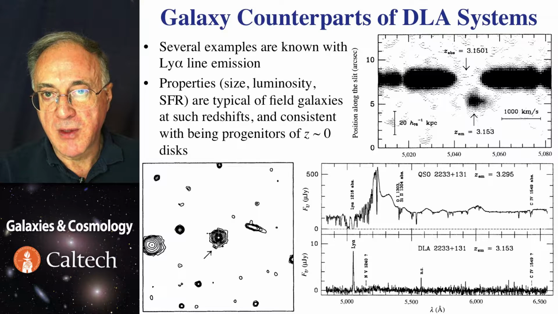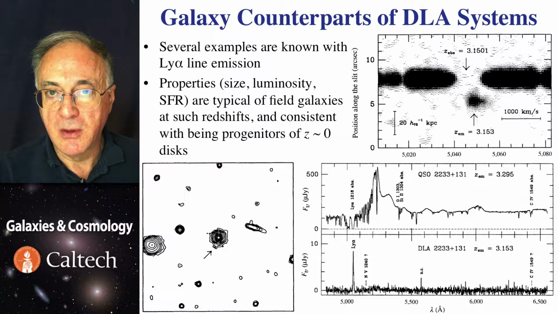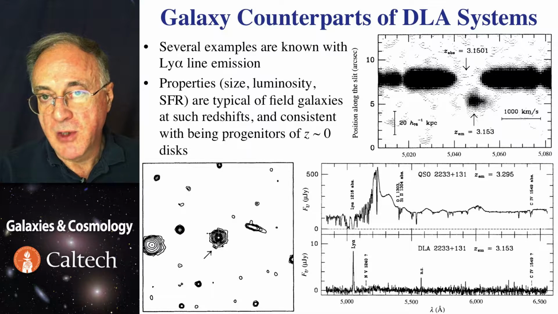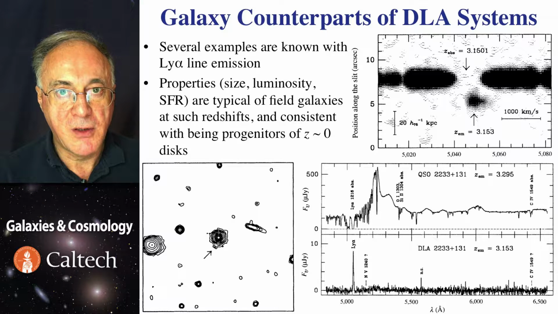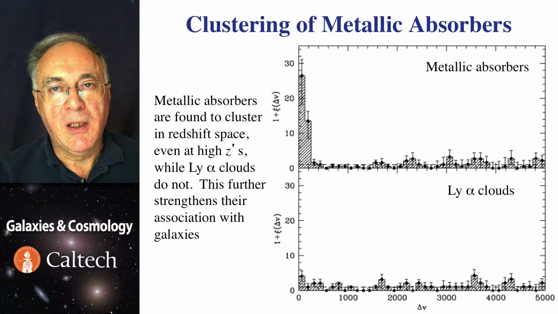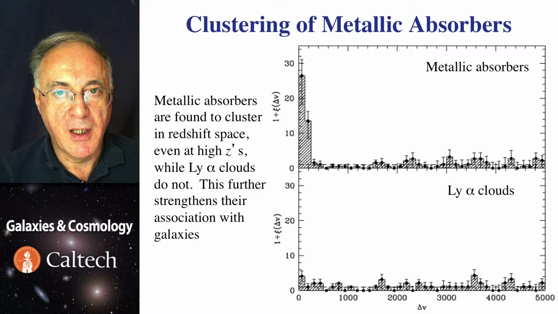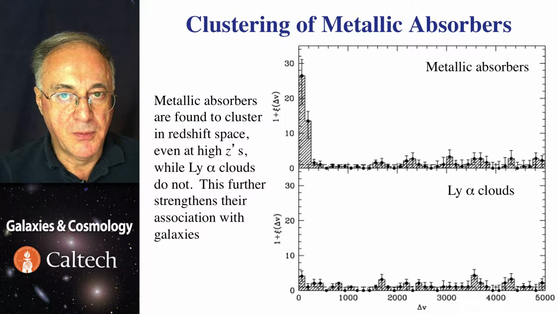From the strengths of those emission lines, from their separation, and from other properties, it was concluded that indeed they're perfectly consistent with being disks or young disks or progenitors of young disks at high redshifts. So if metallic line absorbers are associated with galaxies, they should also cluster like galaxies. And in fact, they do.